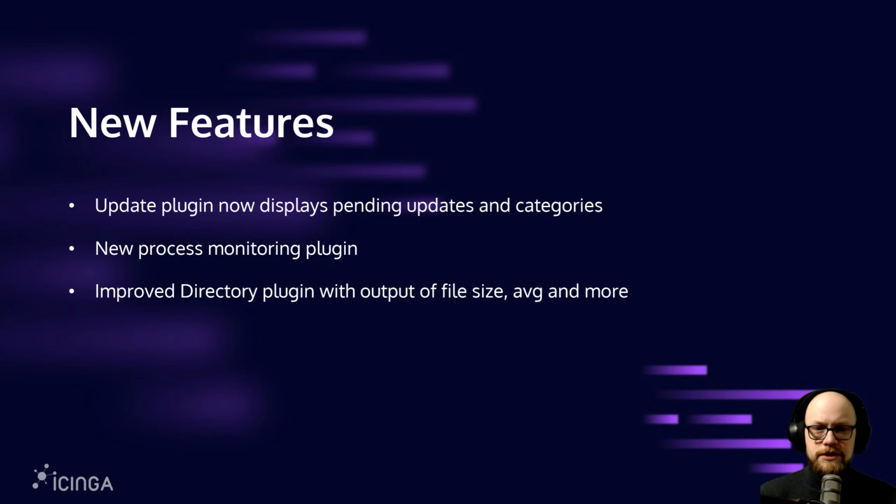We have a new process monitoring plugin, which allows you to check the state of certain processes, how much memory they're using, how much CPU, how many threads, and so on. And we improved the directory plugin, which now collects an average of the file size, the largest file size, the smallest, and so on, to give a better idea of how the directory is actually behaving.